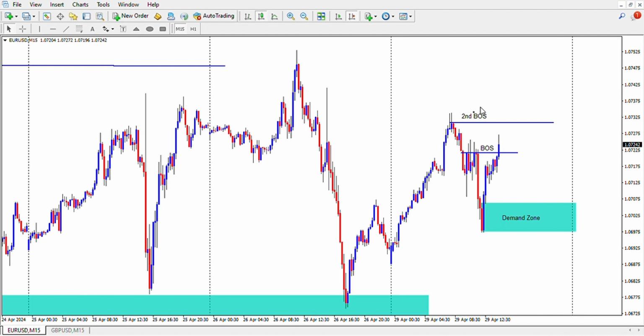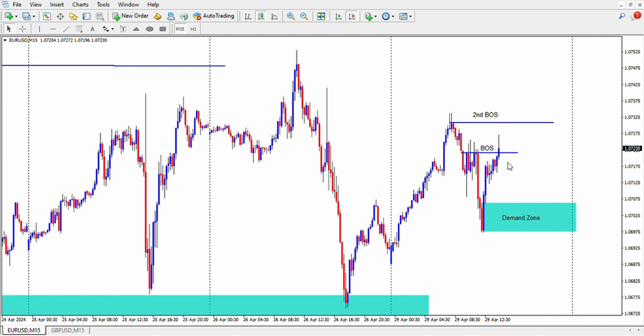If it breaks the structure without even going down to this demand zone, we'll put our next demand zone right there, so that if it breaks the structure, it would be able to come back to this demand zone and go for a long again. But it looks like it's rejecting on that break of structure, so we'll be patient and wait for the setup to play out.